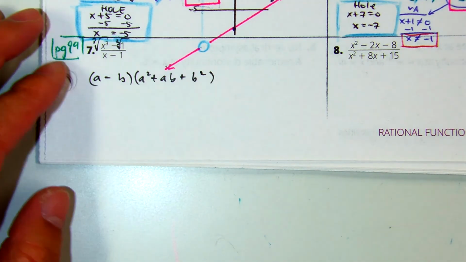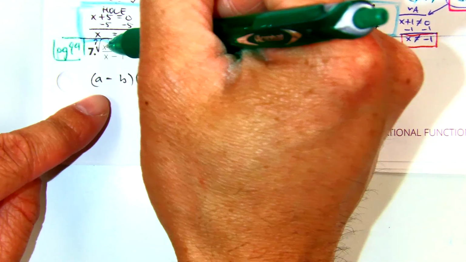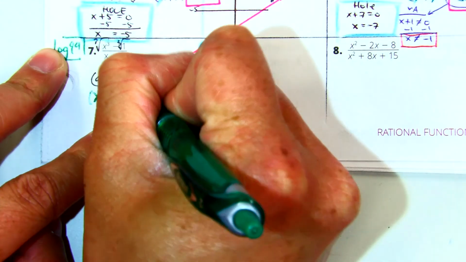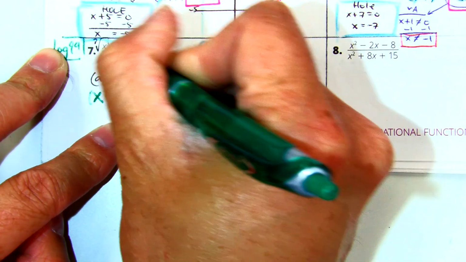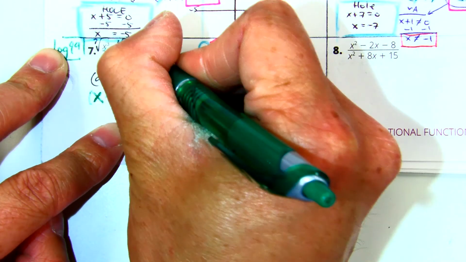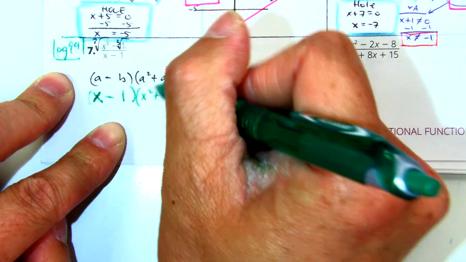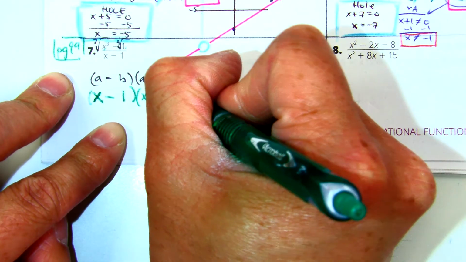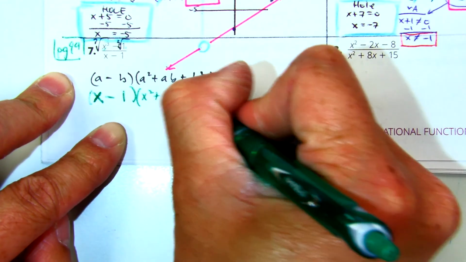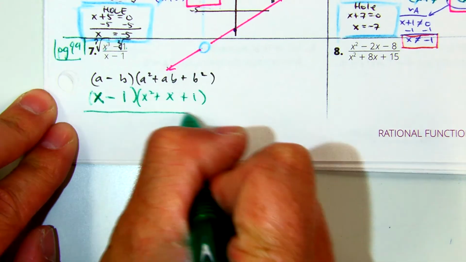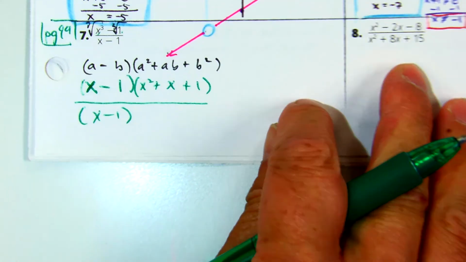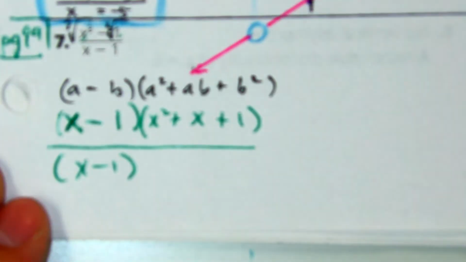Your A value is x. Your B value is 1. A is x. So x squared. A times b is going to be x times 1, which is just 1x, or just x. And your b value is 1 squared, so that would be just 1. So this is how you would factor the numerator. So that was step number 1.